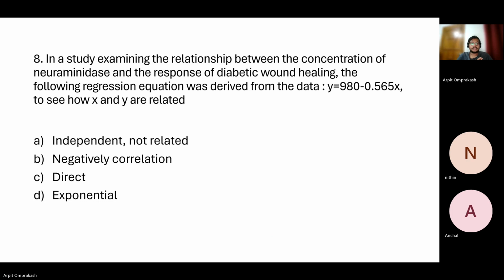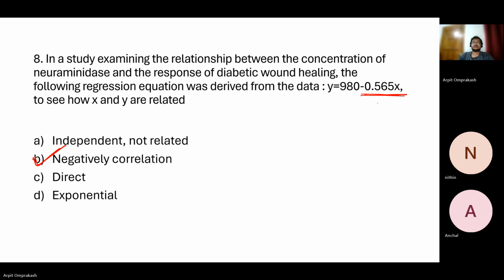One is independent, so x and y are independent or not related. B, x and y are negatively correlated. C, they're directly correlated. D, they're exponentially related. Now, if you look at this equation, it's very simple to say that both of them are negatively correlated. That is because you have a minus term here accompanying the x. So the coefficient of x is negative, when the coefficient of y is positive. So what that means is, as y increases, x will decrease, or as x increases, y will decrease.